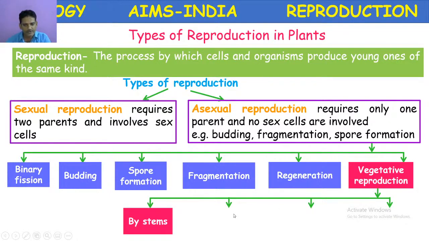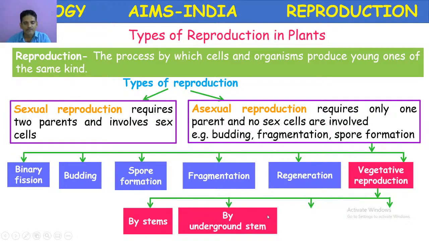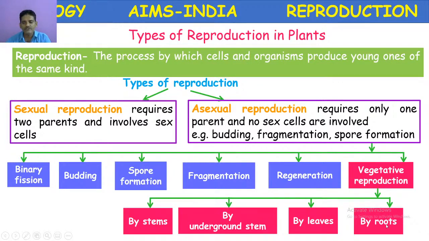So this vegetative reproduction takes place through vegetative parts of the plant, that is stem, leaves and roots. So flowers are the parts which help in sexual reproduction in flowering plants. In non-flowering plants and lower category of plants, they undergo asexual reproduction either by vegetative reproduction or by means of these processes. Let us discuss in detail one by one.